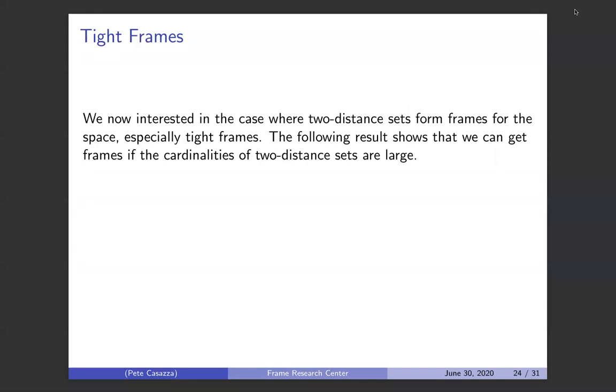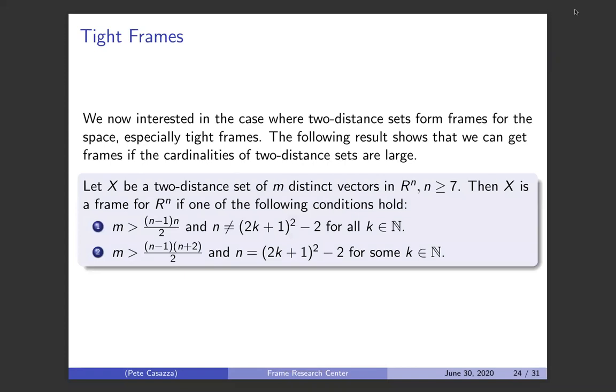We're now interested in a case where two-distance sets form frames for the space, especially tight frames. The following result will show that we can get frames if the cardinalities of the two-distance sets are large enough. If X is a two-distance set of m distinct vectors in R^n, then X is a frame if one of the following conditions holds. If m is bigger than (n-1)n/2, and n is not one of these oddball cases, an odd integer squared minus 2. Or if m is bigger than (n-1)(n+2)/2, and n is not one of these oddball cases.